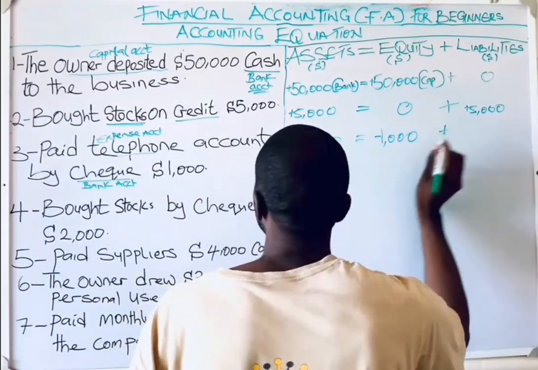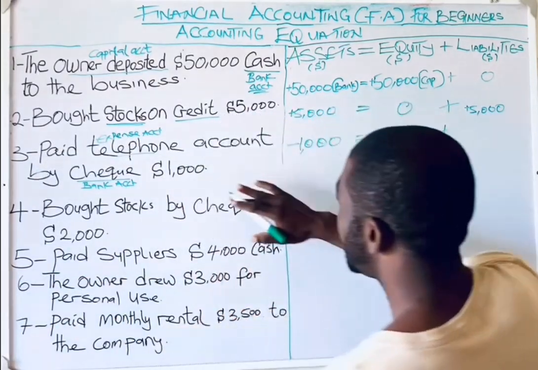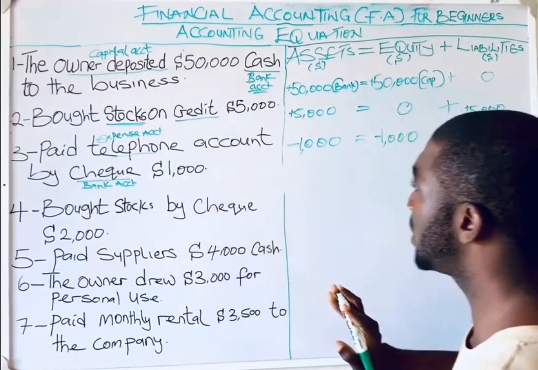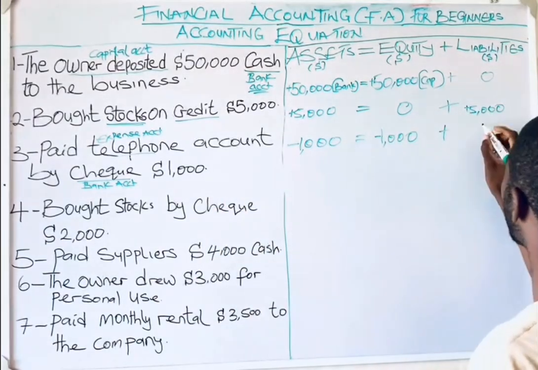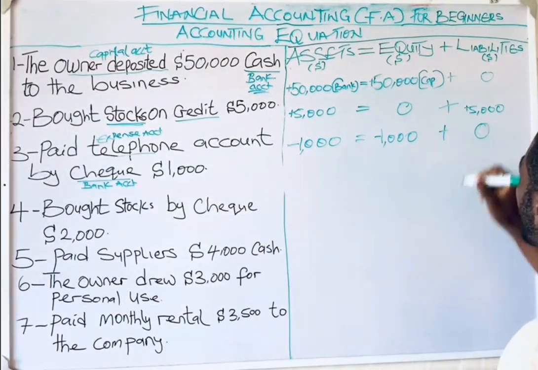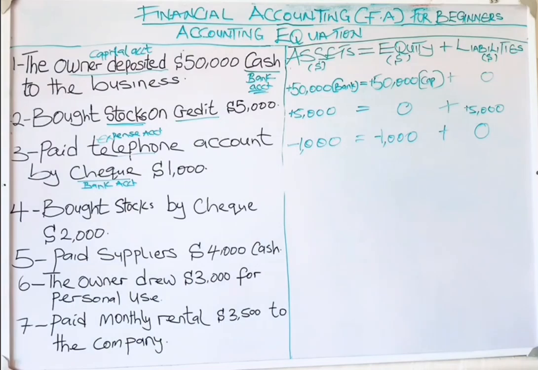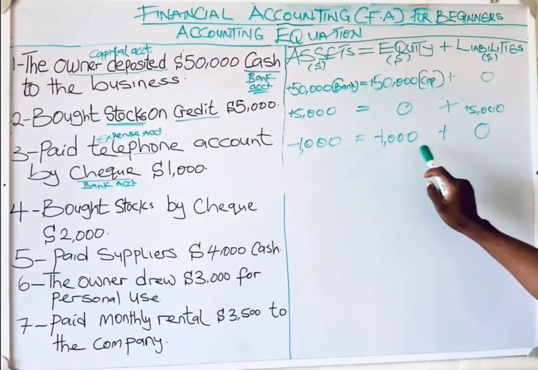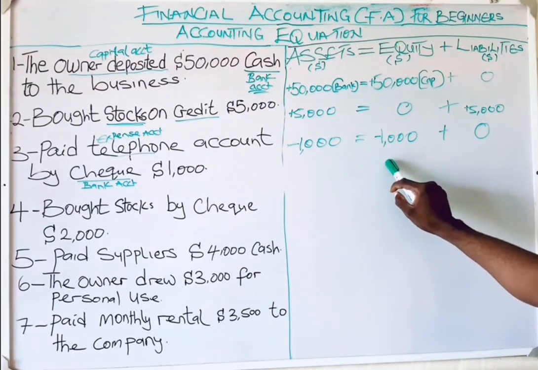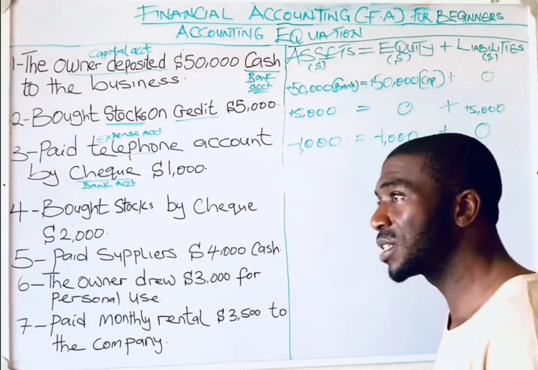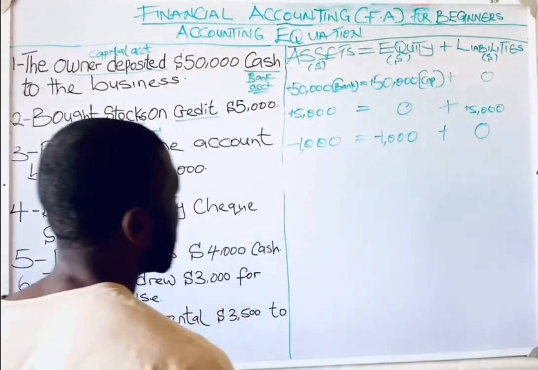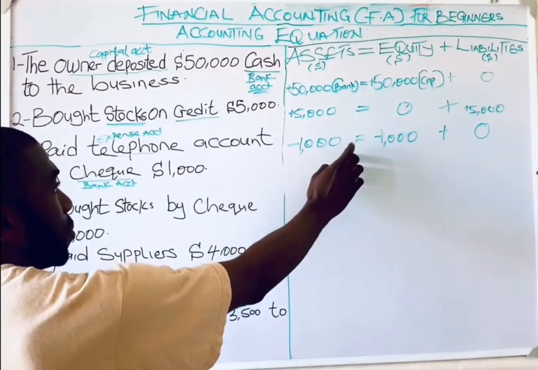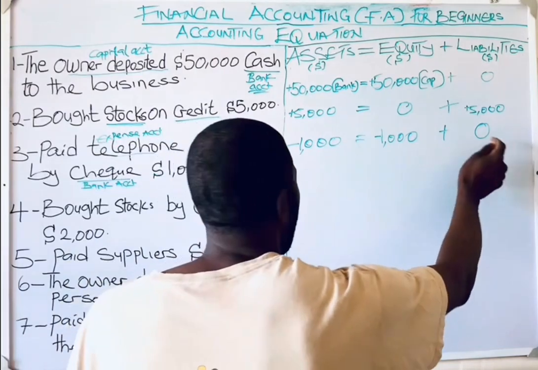Plus, do we have anything like liabilities here? We don't have liability, we have paid for it. So our liability is zero. Now, let's confirm the equation to see if it is balanced. Our negative 1,000 plus negative 1,000 on the other side will give you negative 1,000. So it is confirmed that our assets equal our equity plus liability.